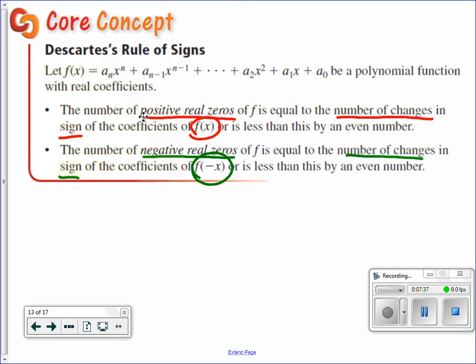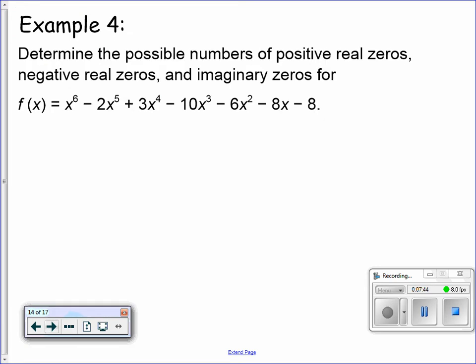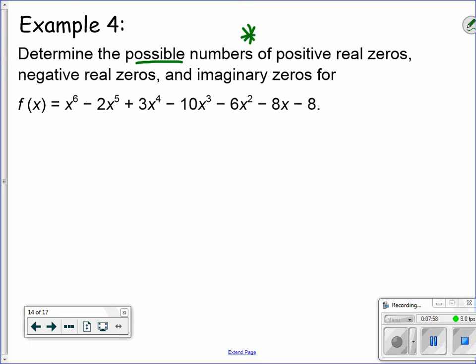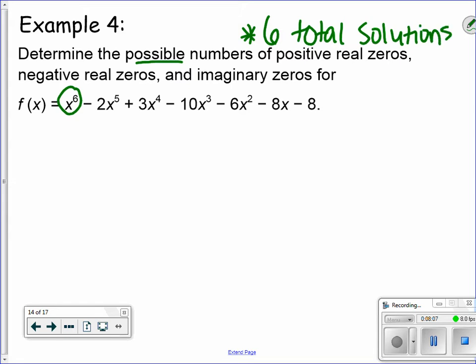And I'm going to show you exactly what I'm talking about here. So you're going to have to make some room here. There's going to be a chart that we're going to make as our solution. So it says determine the possible, so that's the key word here, the possible number of positive real solutions, negative real solutions, and imaginary zeros for this polynomial. Now I want you to make note, how many total solutions are there going to be? 6 total solutions. Okay, there are 6 total solutions.